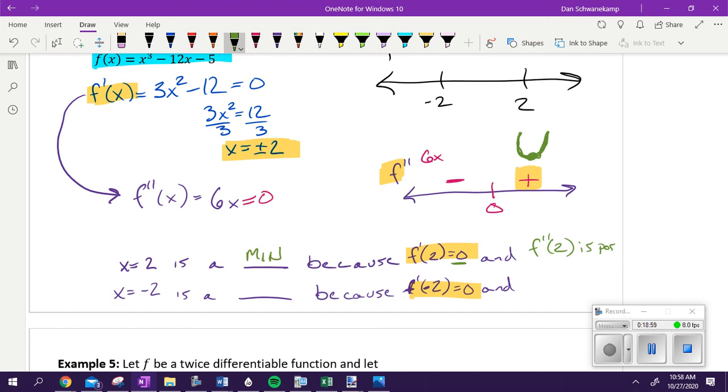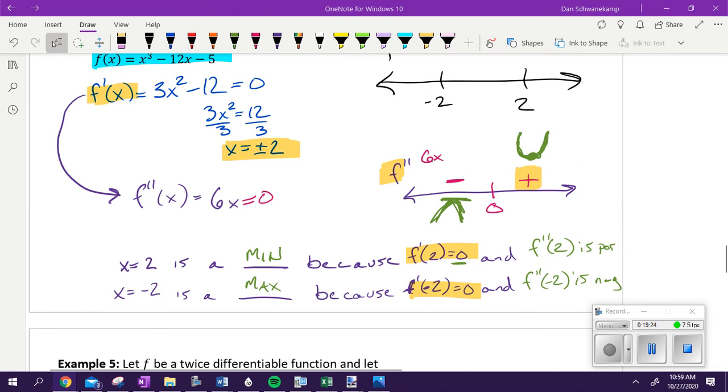Same thing on the second one. x is equal to -2. It's going to be a maximum because the slope is 0 and f double prime at -2 is negative. Because if it's negative, that means I'm concave down like a frown. And if I'm concave down and my slope is 0, the only answer is that is a maximum.